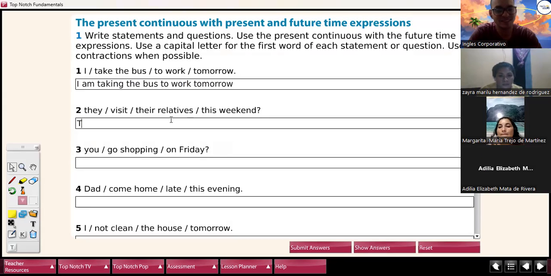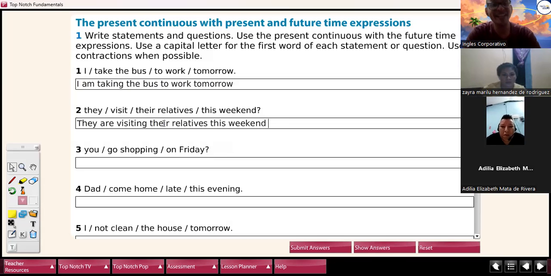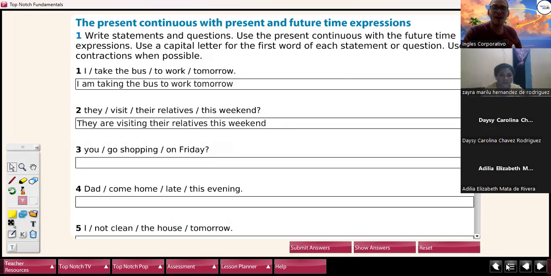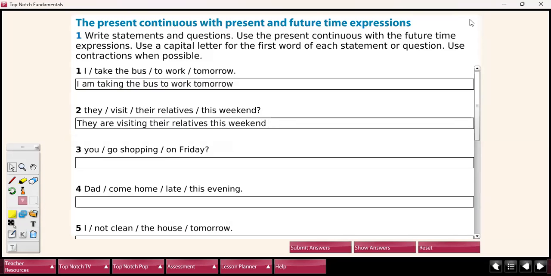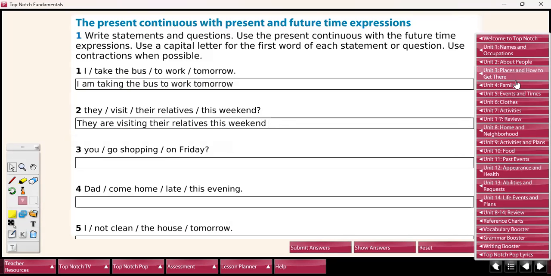Next one. They are visiting their relatives this weekend. Everybody, they are visiting their relatives this weekend. That's correct. Now, this is about, guys, present progressive. So please practice the present progressive, practice your listening so you can practice and you can get better.